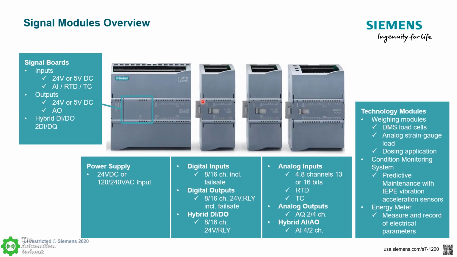For digital input signal modules that stack on to the right of the CPU, kind of the same concept. You can either do 8 or 16 channels, including safety digital input card. Digital outputs, you can do the same thing, 8 or 16 channel, 24 volt or relay outputs, including safety. And then you can also have combo cards, 24 volt or relay, both inputs and outputs.